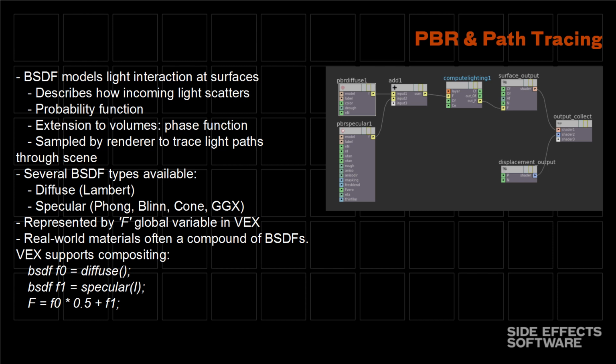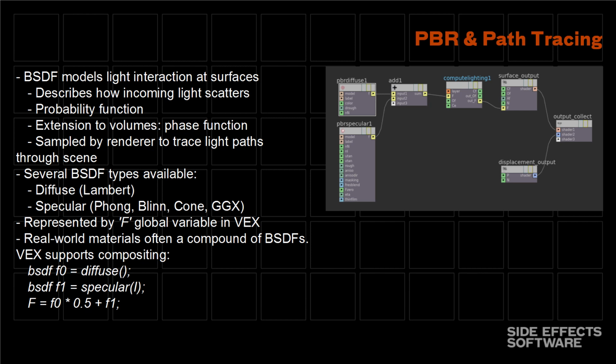And in those cases, instead of a BSDF, what we're talking about is a phase function. So a phase function is a probability again, but across the sphere instead of the hemisphere. And so the BSDF is sampled by the renderer to trace light paths through the scene. There are various BSDF models that are implemented in the literature and also available through Mantra.